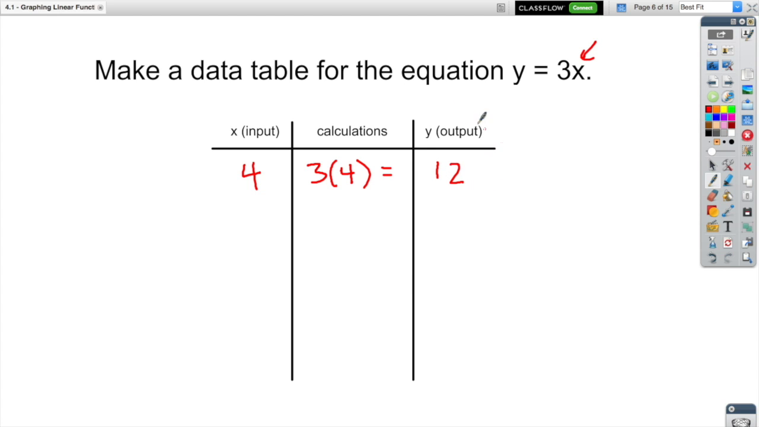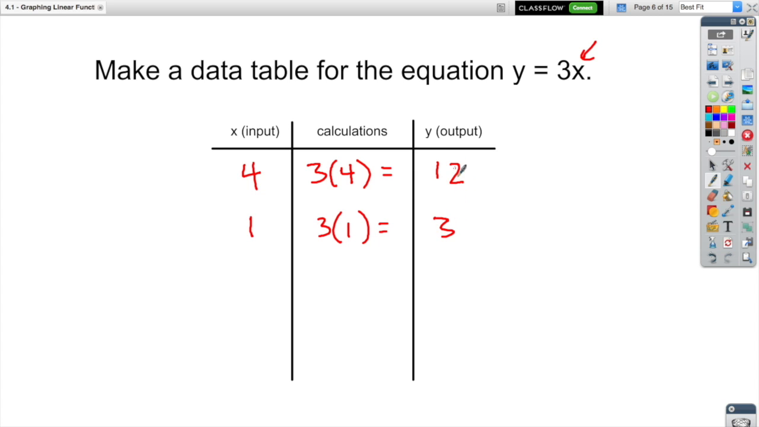Now, what we want to do here, though, is we're looking for a pattern. So what we need is more data. So I might pick another one. Now, again, I can just pick at random. I'm going to say 1. So if I plug in the 1, the machine does its work. 3 times 1, which is 3. And then, even though we are going to be talking about what are called linear functions, I'm going to do at least one more point.